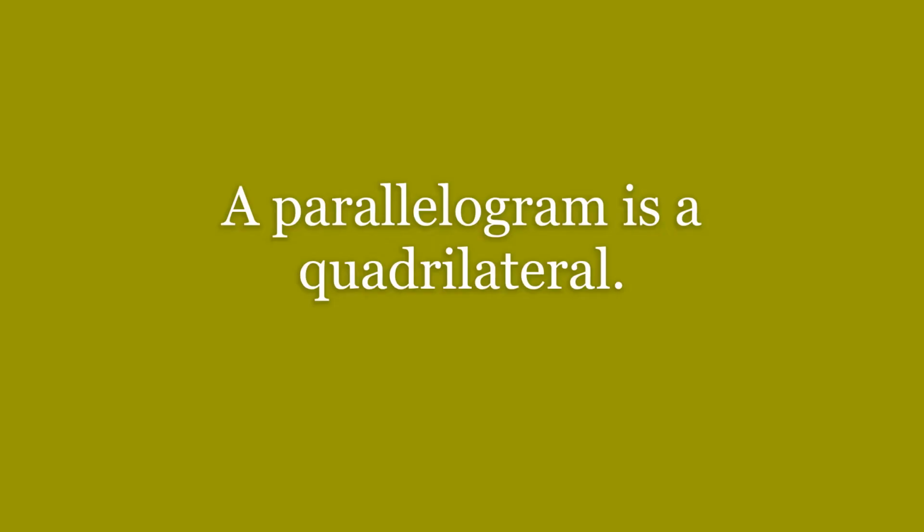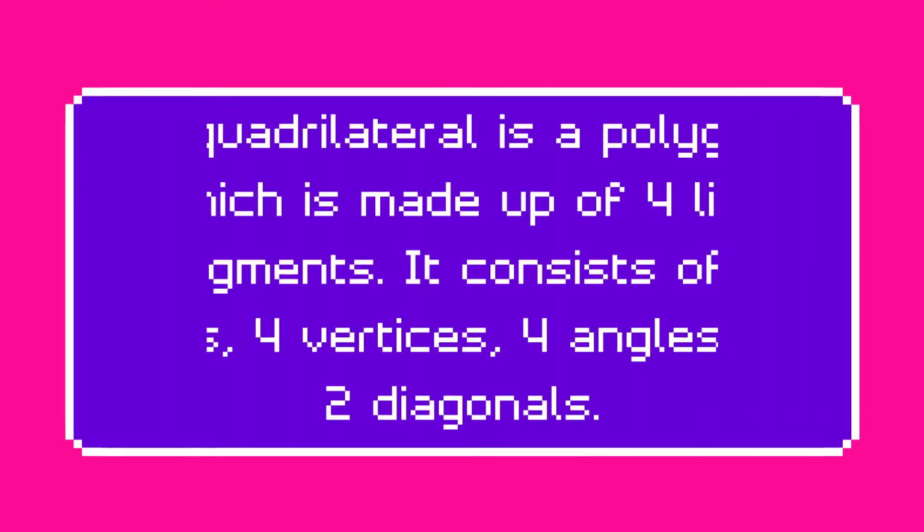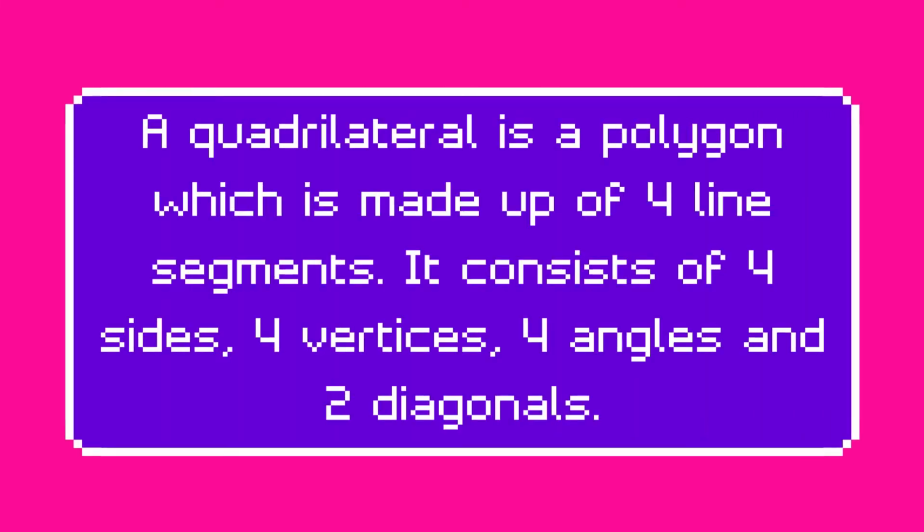A parallelogram is a quadrilateral. Before knowing what a parallelogram is, let us find out what a quadrilateral is. A quadrilateral is a polygon which is made out of 4 line segments. That is, it consists of 4 sides. Besides sides, it also consists of 4 vertices, 4 angles and 2 diagonals.